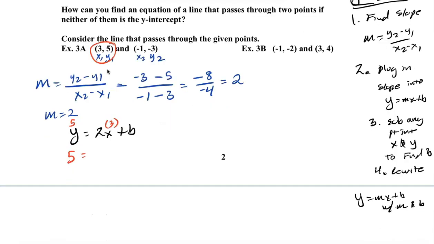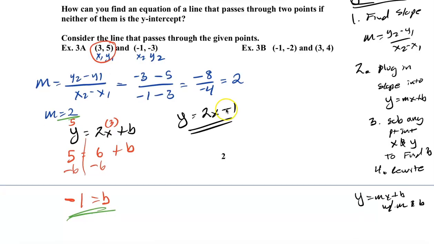So it's like this. 2 times 3 right here. Remember, 3 is in for x, so 2 times 3 will be 6 plus b. Again, we're trying to solve for b, so let's get rid of this 6 here. So let's subtract 6 from both sides. 5 minus 6 is -1. -1 equals b. And now we found everything we're looking for. We have b, we have m. Plug it into our formula, y equals mx plus b, so y equals 2x minus 1.